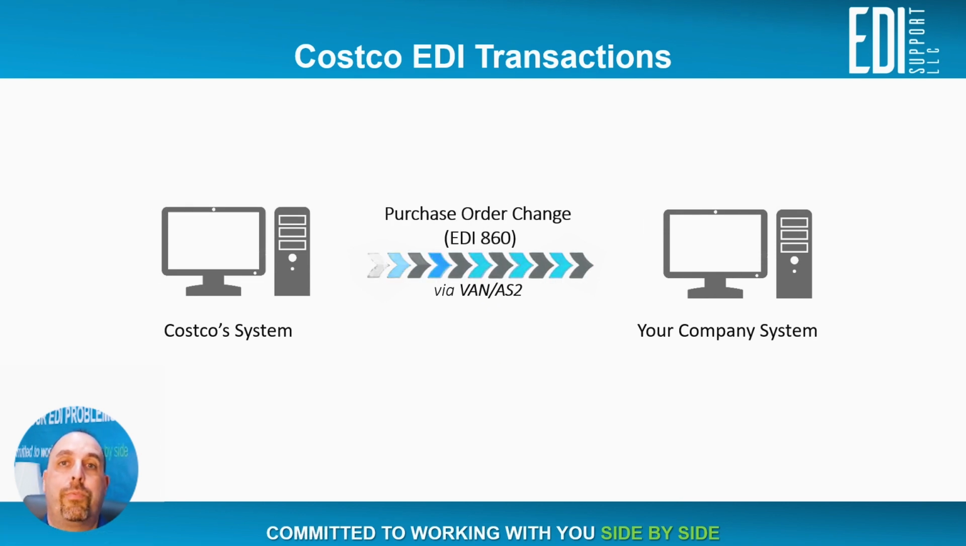In regards to the purchase order, they're going to send you a purchase order change if they have something that they want to delete, an item that they want to remove, or they want to increase a quantity or reduce a quantity, change some pricing, maybe the ship to address needs to be changed. So they're going to send you a purchase order change document, also known as an 860 document when it comes to EDI.